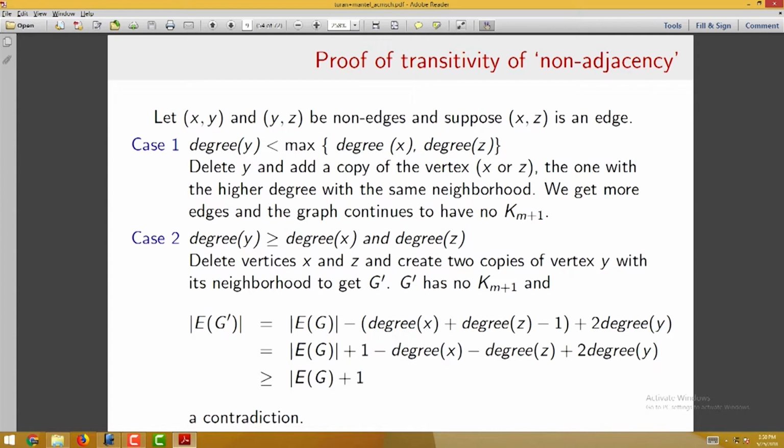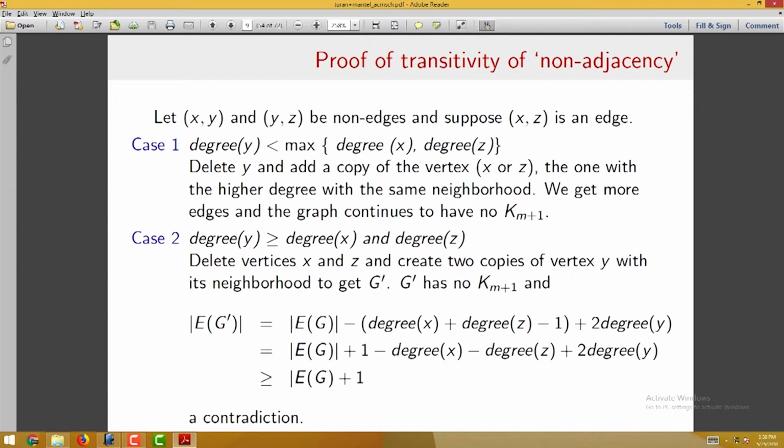Okay. To summarize, what did we show? We wanted to show that the maximum number of edges in a graph with no K_{m+1} is as given, and what we said is that the non-adjacency relation in the extremal graph is an equivalence relation. So, such an extremal graph must be a complete m-partite graph. Okay, so these are just very cute proofs.